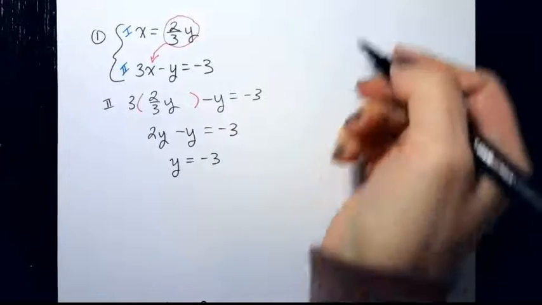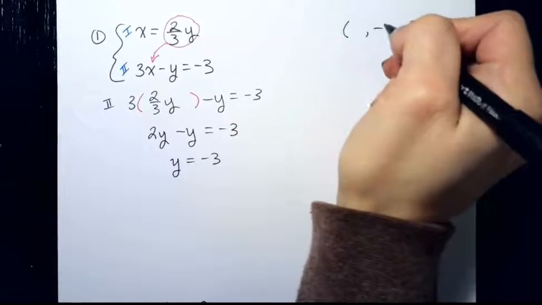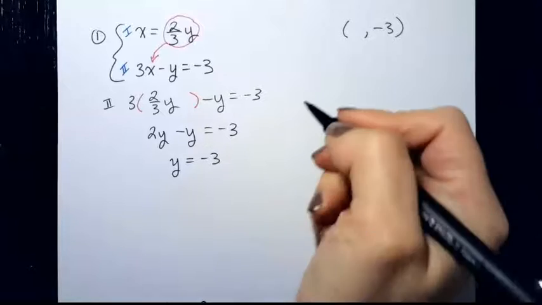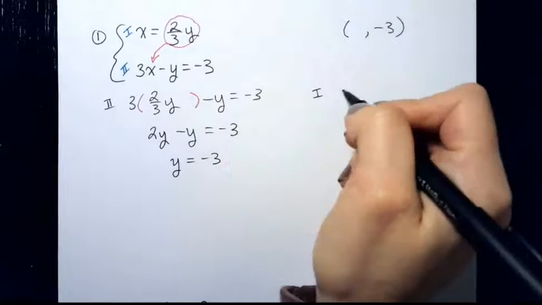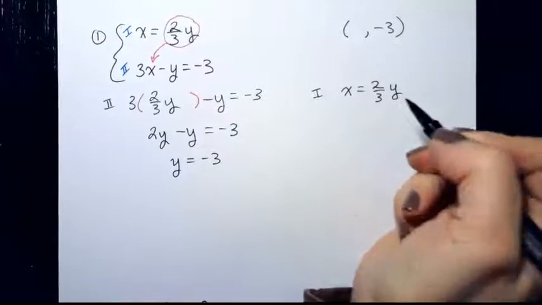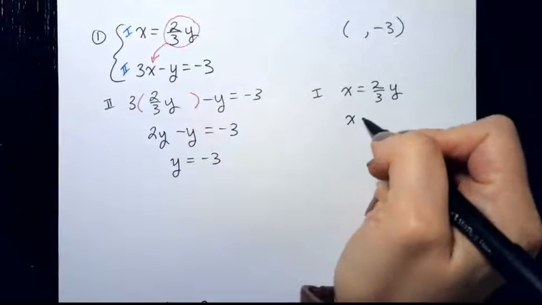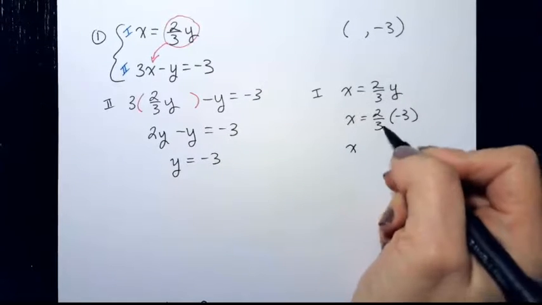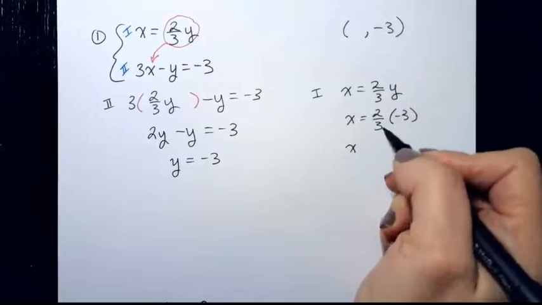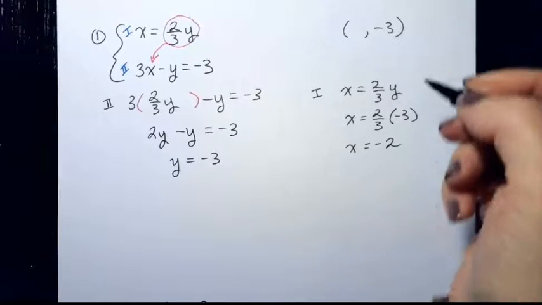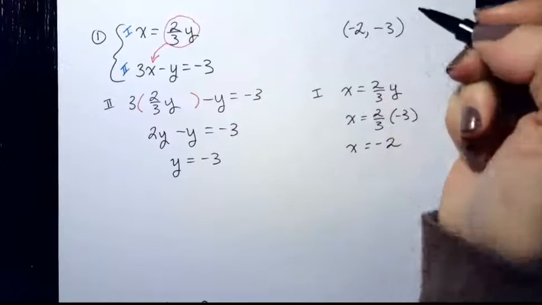So I have the y. Now I need the x that goes with it. So I could find the x from either original equation. Since the first one has x isolated, I'll use that one. If you like the second one because you don't like the fractions, then use the second one. So x is equal to 2/3 times negative 3. 2 times negative 3 is negative 6, divided by 3 is negative 2. So the x value that matches with that negative 3 is negative 2, which is your solution.